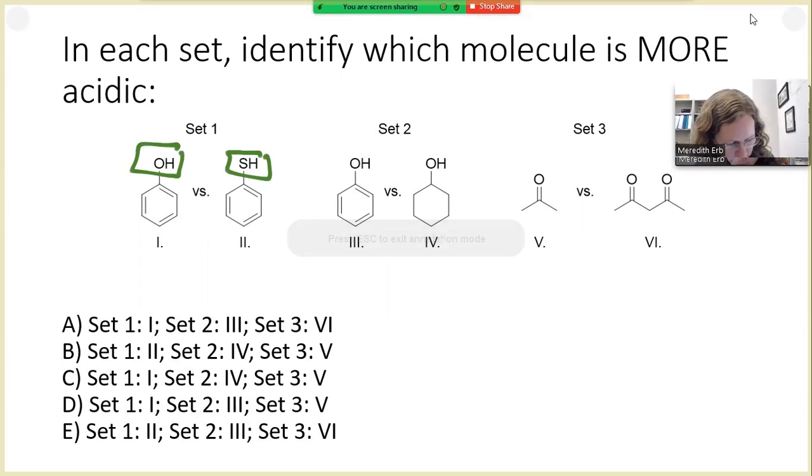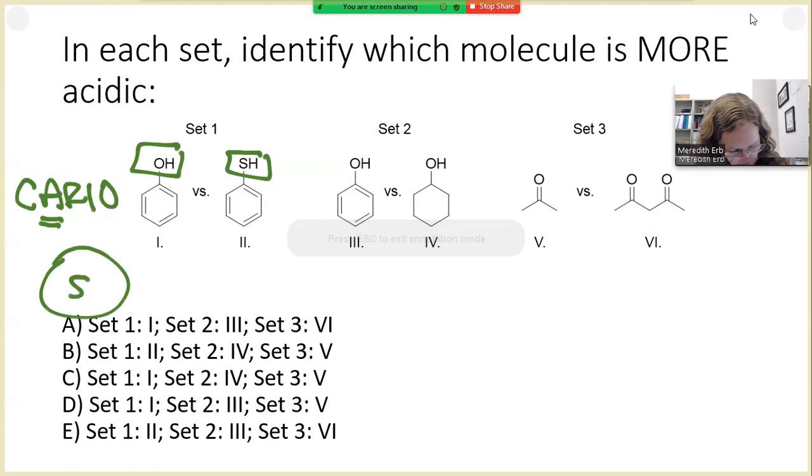So the real comparison here, when we're thinking about ARIO, is not going to be charge, because they're both neutral, but atom. So one has an oxygen and one has a sulfur. When you go down the periodic table, the key determining factor is polarizability. So if you think about the sulfur atom versus the oxygen atom, the sulfur is more polarizable because it's able to spread its charge out more. And so that stabilizes it.